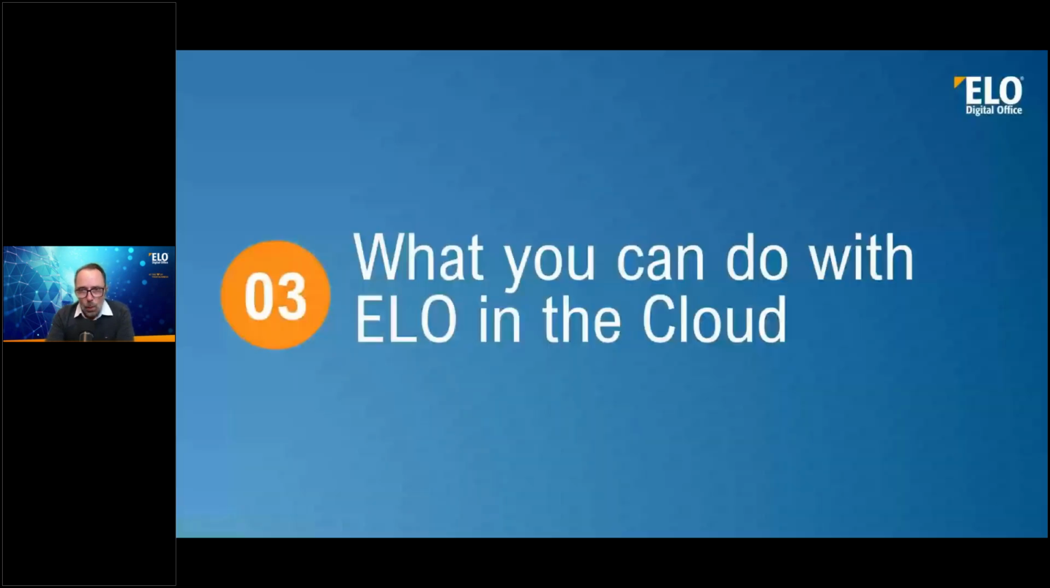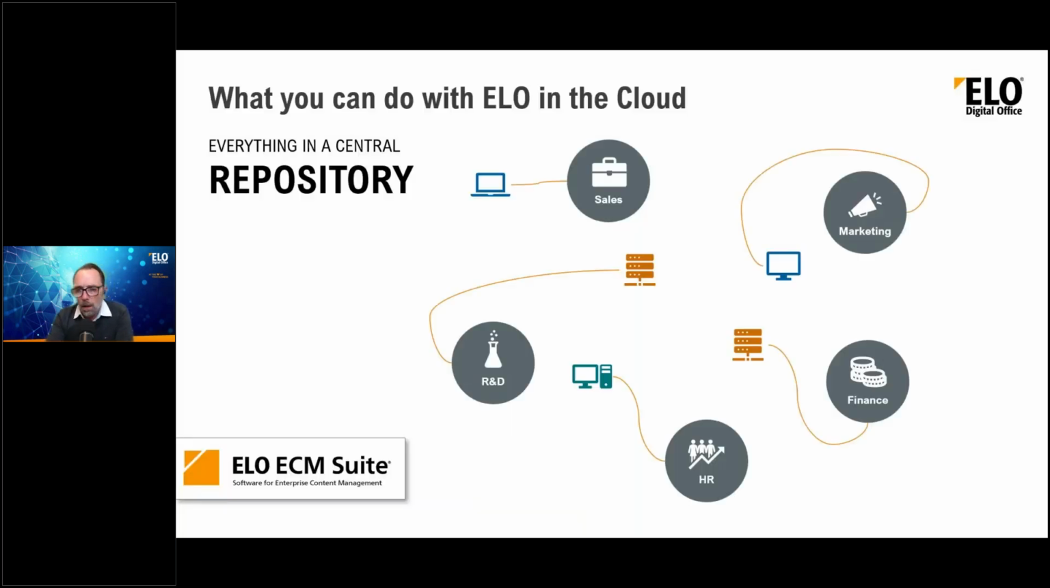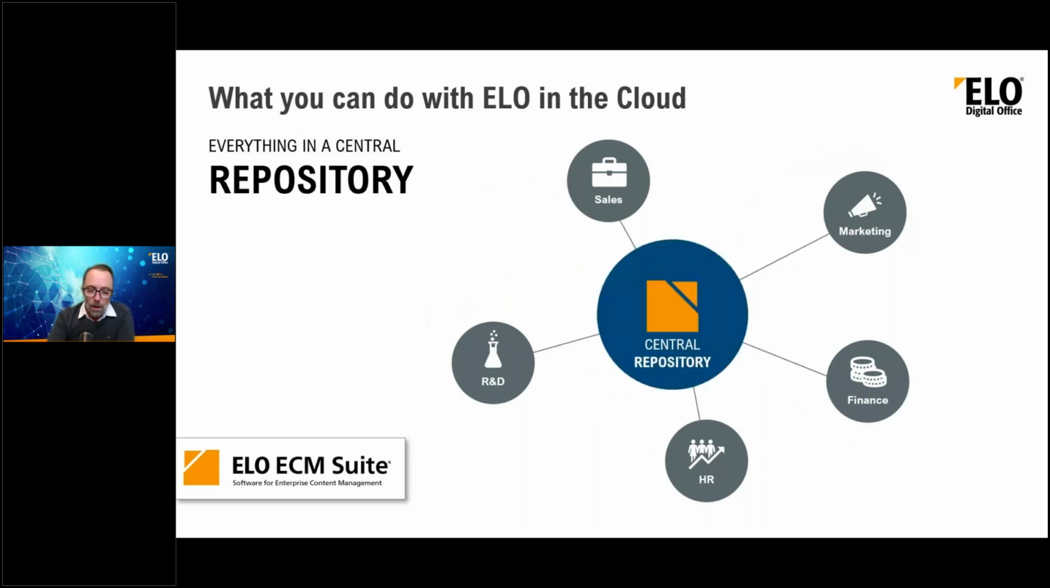So let's have a look what you can do with ELO in the cloud. So one big thing is it's a central repository. You have everything in a central repository. Doesn't have to be different departments, can be some different subsidiaries around the world where they store everything in the local subsidiary and you don't have access to it. With the cloud, you have everything in a central repository and you have an overview of your subsidiaries, of your different departments, of the different locations which you're operating in.